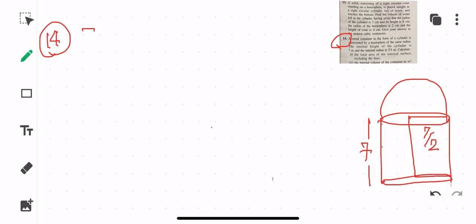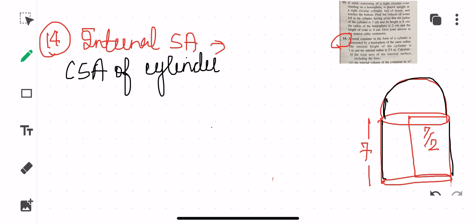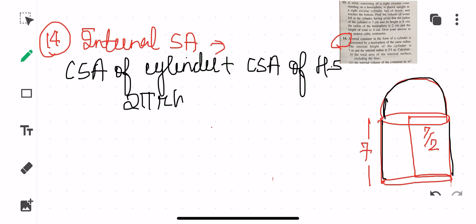So write down that this particular internal surface area will be equal to curved surface area. Internal surface area means what, children? This surface area which is there plus this surface, whatever is inside. Okay, so that will be equal to CSA, that is curved surface area of cylinder, plus you will be taking the curved surface area of the hemisphere. So for cylinder it is 2 pi rh, and for hemisphere it is how much? 2 pi r square.